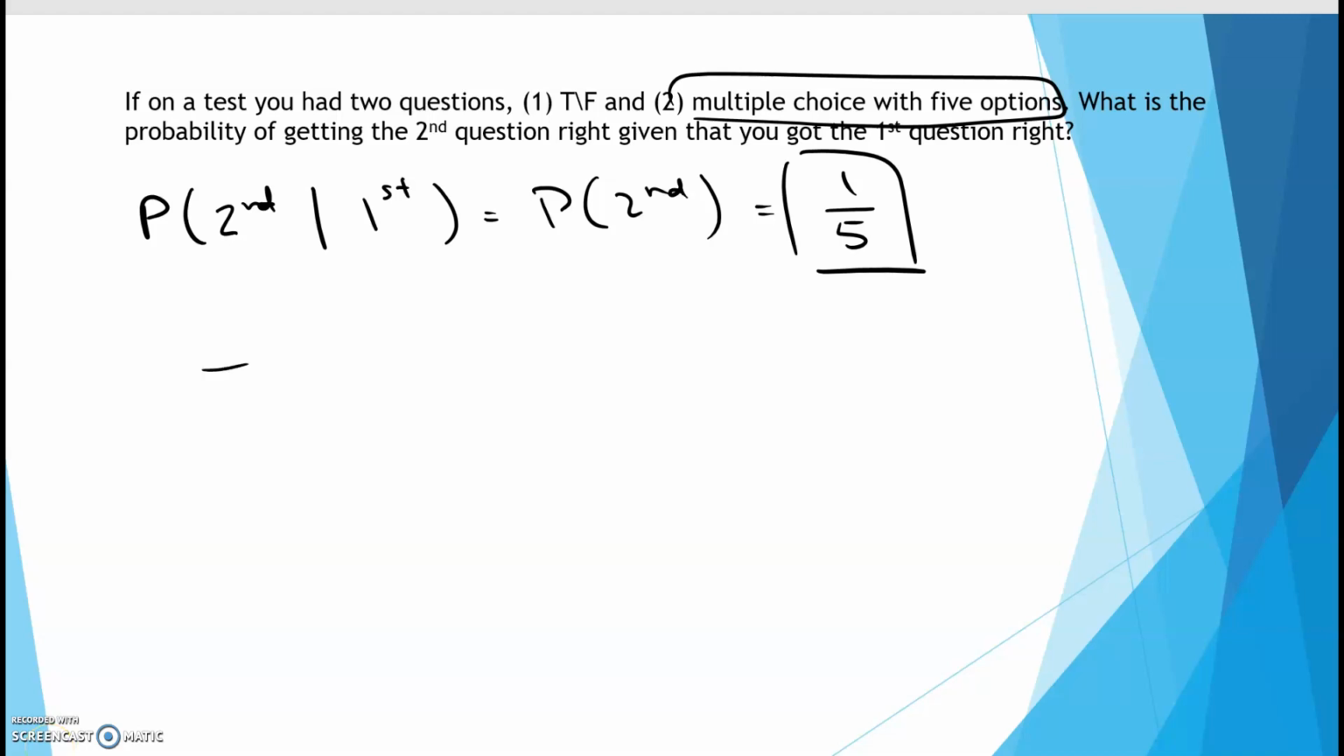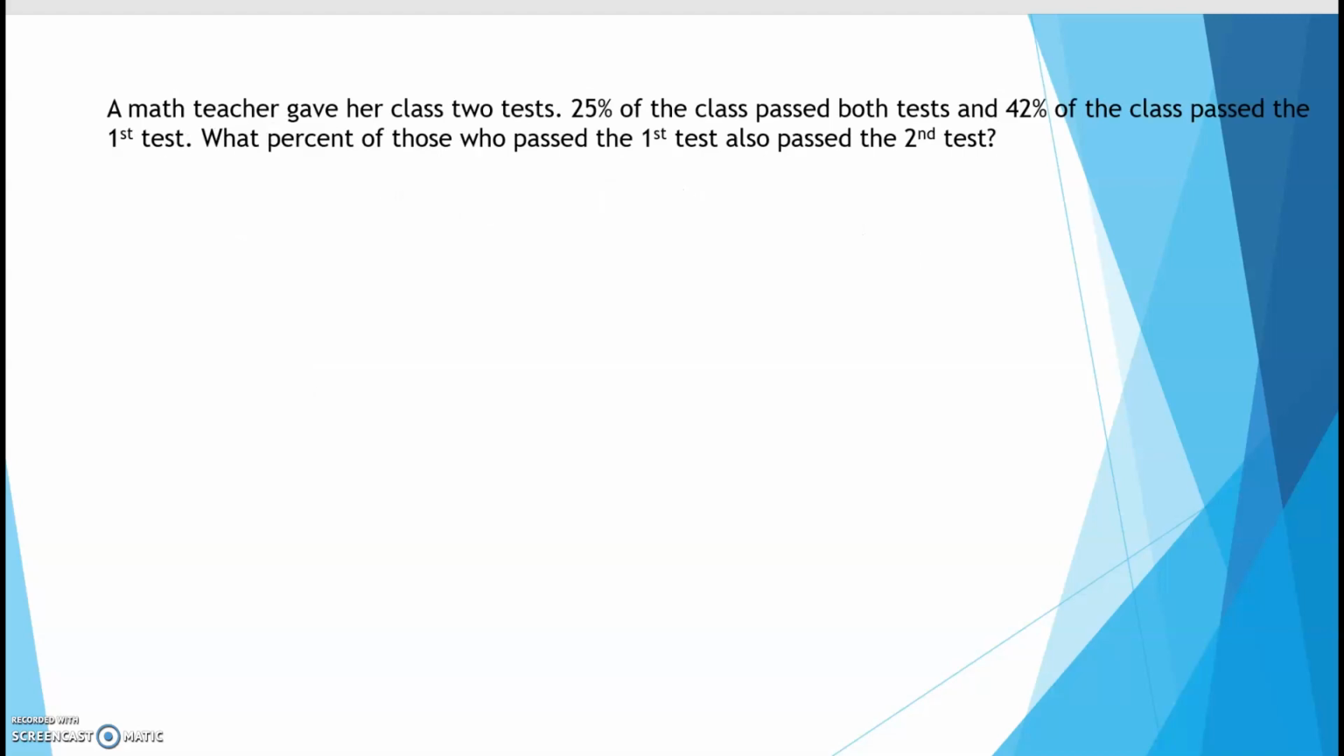By the way, this is an independent type of situation. Okay, a math teacher gave her class 2 tests. 25% of the class passed both tests and 42% of the class passed the first test. What percent of those who passed the first test also passed the second test?